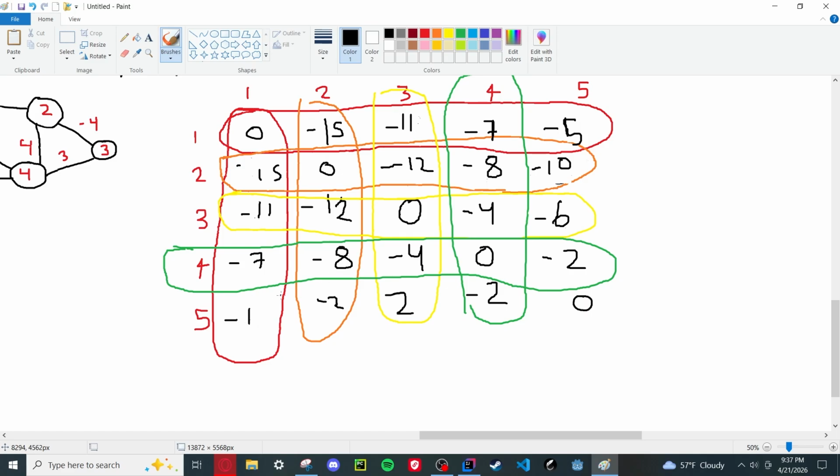Making basic arithmetic mistakes can cost you a lot of time on the test. -7 plus -2 is -9. Yeah, so I see my math wrong there. This really should just be -9 because it's the same thing as -7 minus 2. -8 minus 2 is -10. Math is right. Okay, life is good.